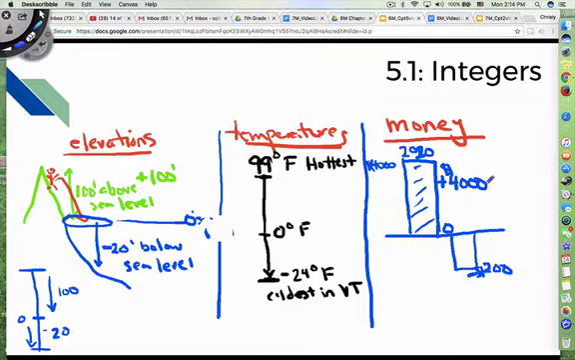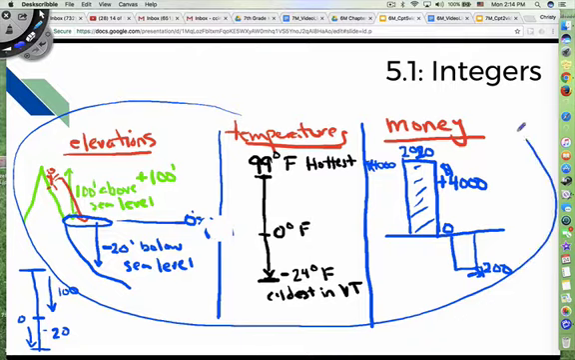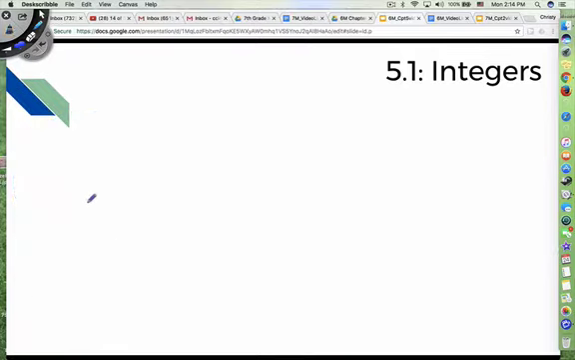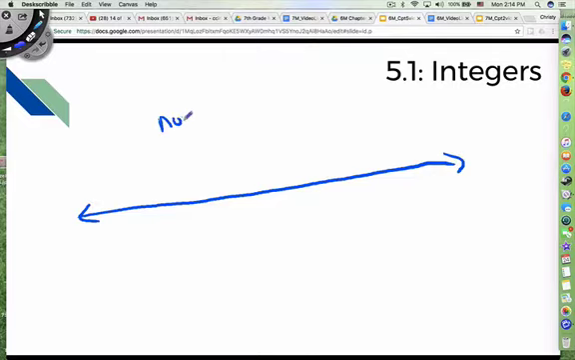Okay, these are the ways that we see these numbers in real life. The way that we're going to be looking at them mostly is not on an up and down scale like this, but rather on a handy dandy number line.